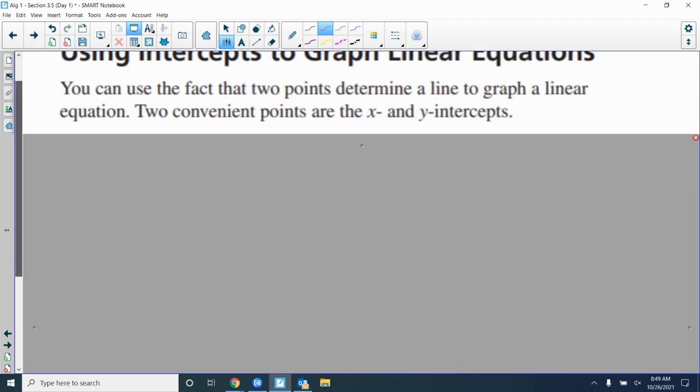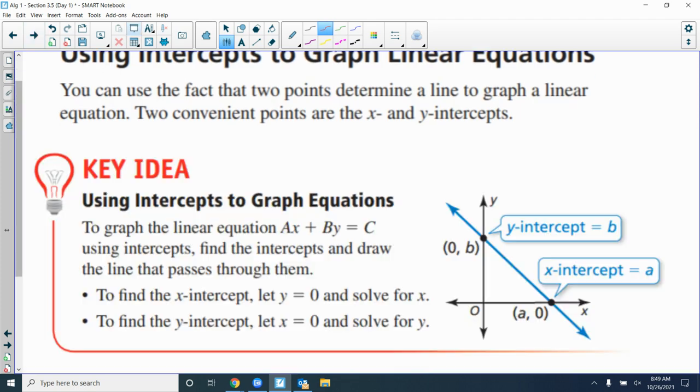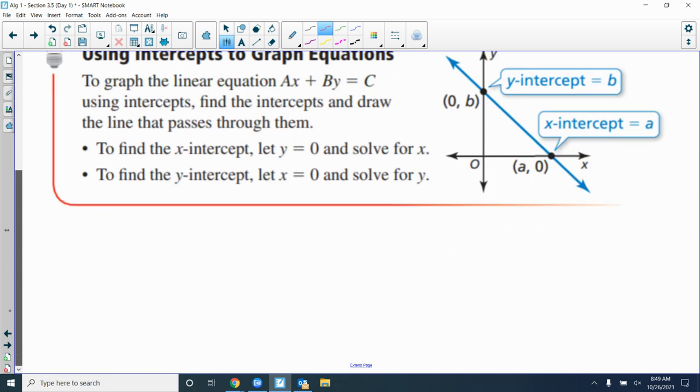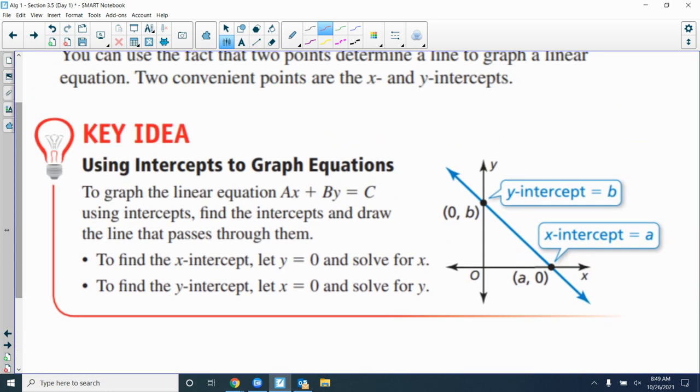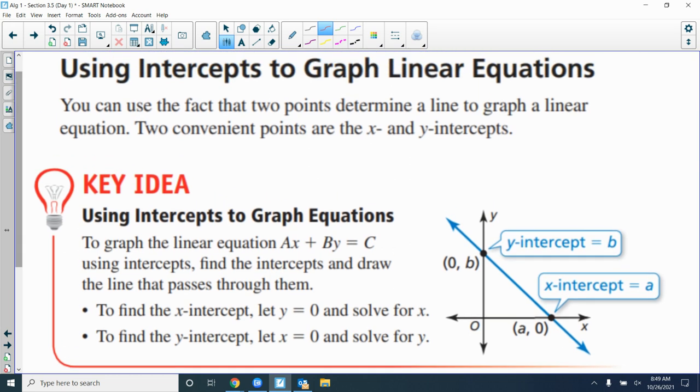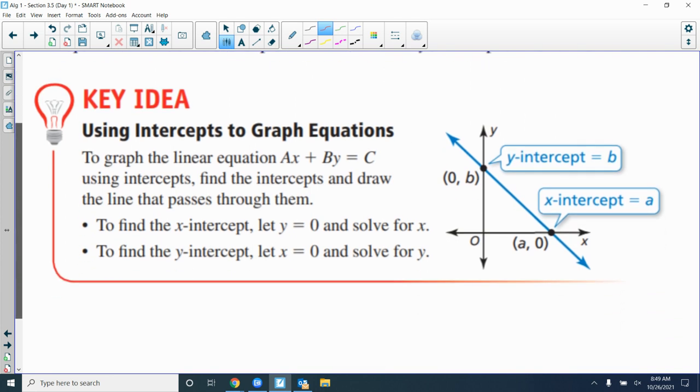As you look at that graph, you don't have this little piece up here, so just pay attention. We only need 2 points to draw a line. You don't need 3, you don't need 4, you just need 2. X-intercept and y-intercept are 2 of the best points to always pick. I'm going to show you how to find those when it's not obvious.